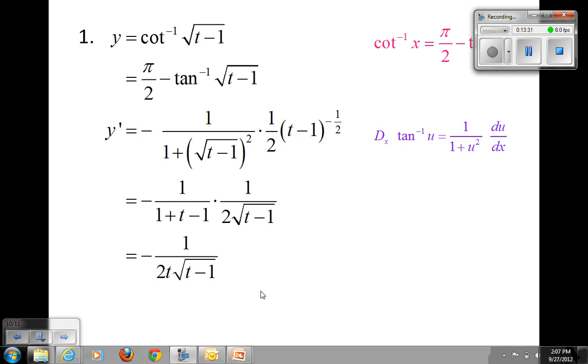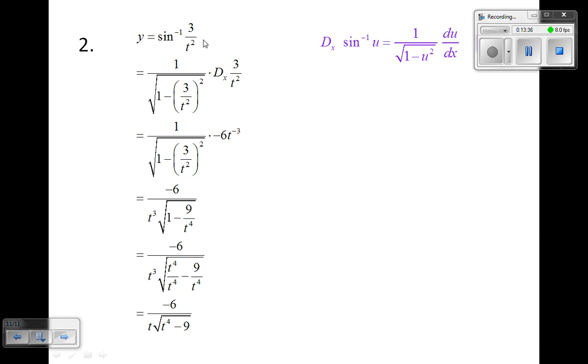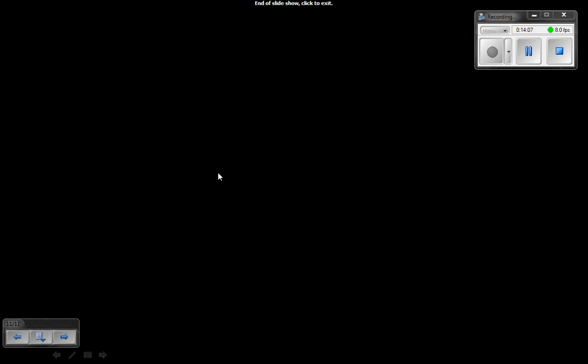Okay, let's try the last one. So for this one, I have sine inverse of 3 over t squared. So here's our formula on the side. I go ahead and plug my 3 over t squared in for u, and that's there. And then also I need to take the derivative of the 3 over t squared. So the derivative of 3 over t squared, again, think of it as 3t to the minus 2, and do your power rule. So negative 2 comes down, making 3 times negative 2, negative 6, t, and then subtract 1 from the exponent.